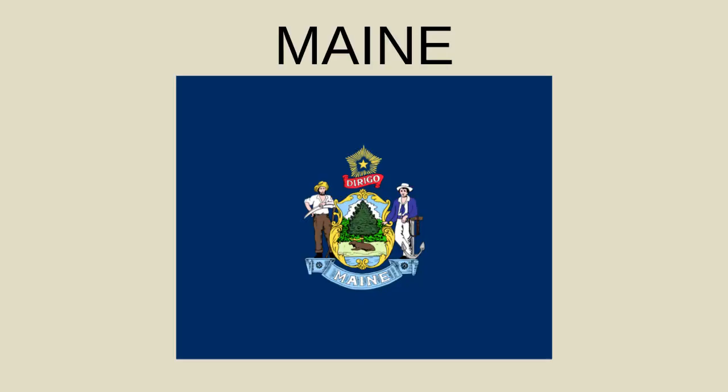Adopted in 1909, the Maine flag consists of a blue field with the seal of Maine in the center. The design of Maine's flag probably originated from that thing I mentioned earlier about how the standard flag for a state military regiment was a blue background with the state seal.